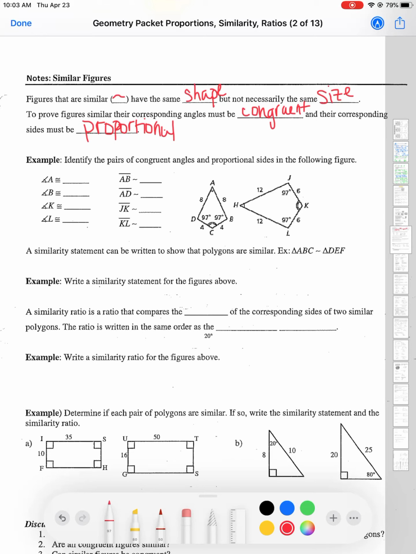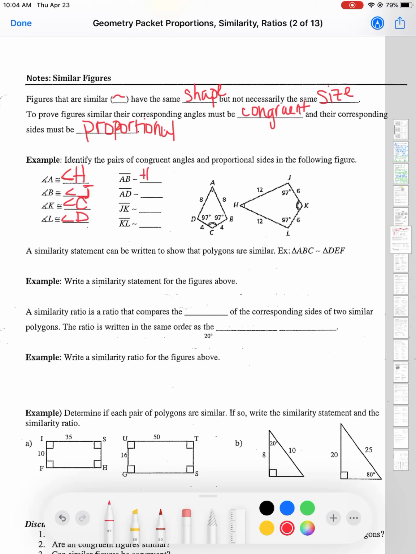Okay, so we're going to identify the pairs of congruent angles and the proportional sides in the following figure. So angle A matches up with angle H. Angle B, you could match up with either angle J or angle L. I chose to match up angle B with angle J. In this case, it could also match up with angle L. I just chose to go in alphabetical order. Angle K would match up with angle C. And angle L would then match up with angle D.